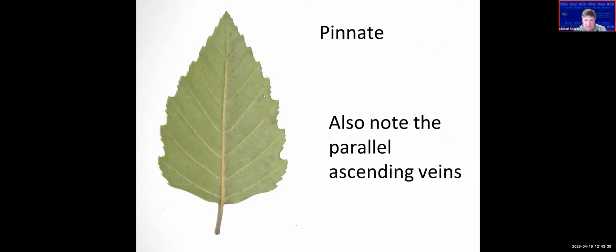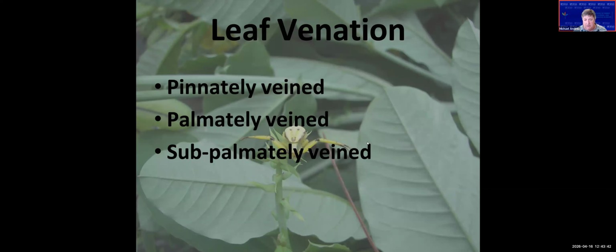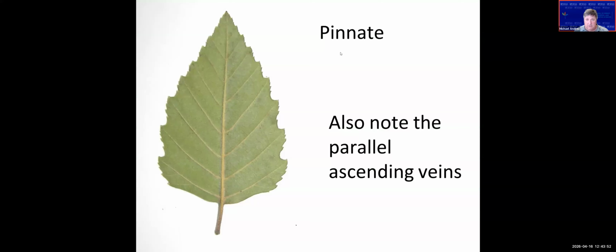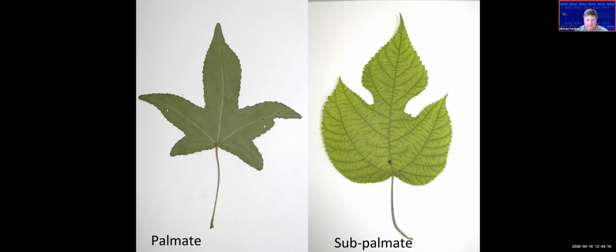Other features that we begin to look at is the venation. And just like we can describe compound leaves differently, the way the veins emerge from the midrib of the leaf can be helpful for identification. You can see here on this leaf, the veins are emerging from either side of that midrib. All right, and so that's pinnate venation, just like the leaflets were emerging from either side of the rachis, and that made it pinnately compound. This is pinnately veined. So some terminology transfers from one characteristic to another.